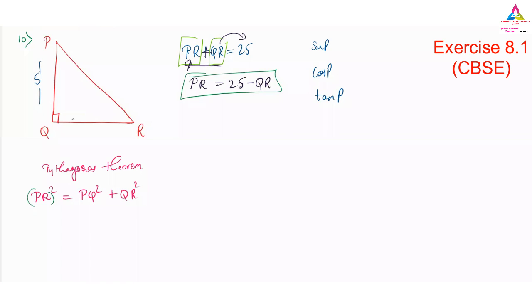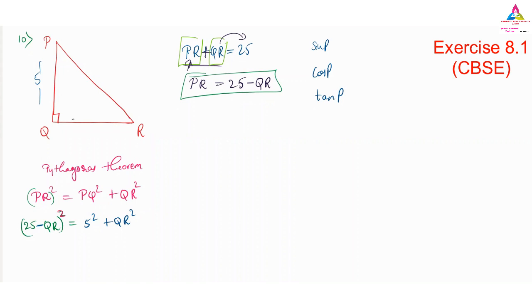So here you can see, instead of PR I can write 25 minus QR the whole square. That is equal to PQ square. The PQ value is already given, so PQ is 5 square. And the QR value we will write as QR square as it is. We won't make any change. We will write it as it is. Let us continue further.